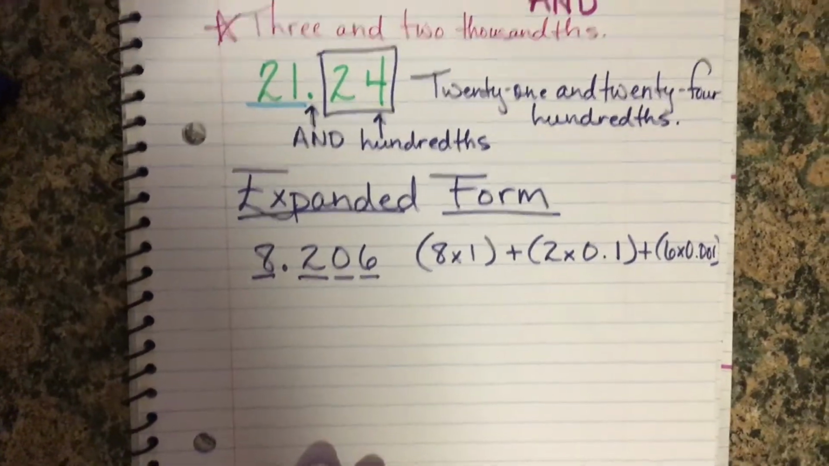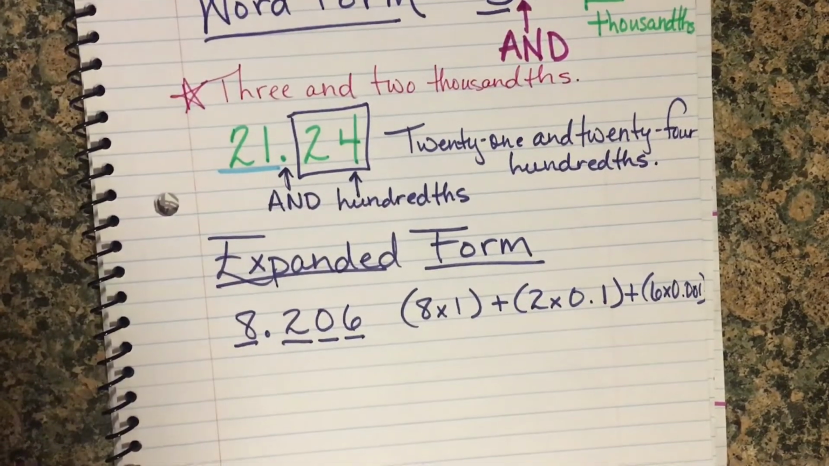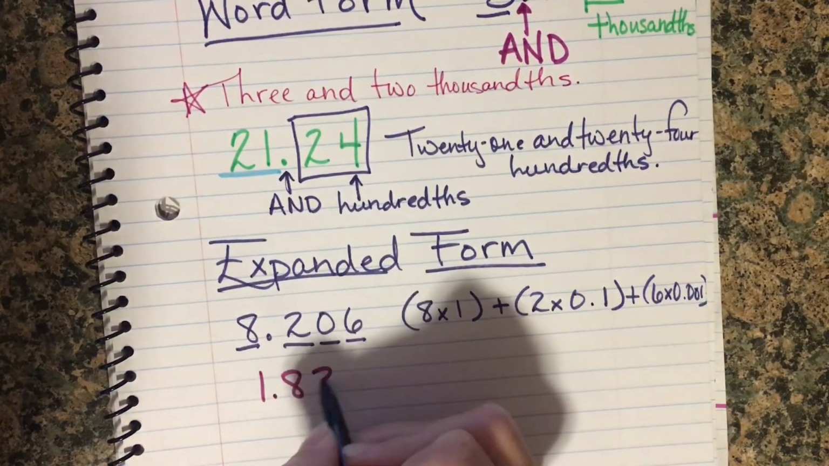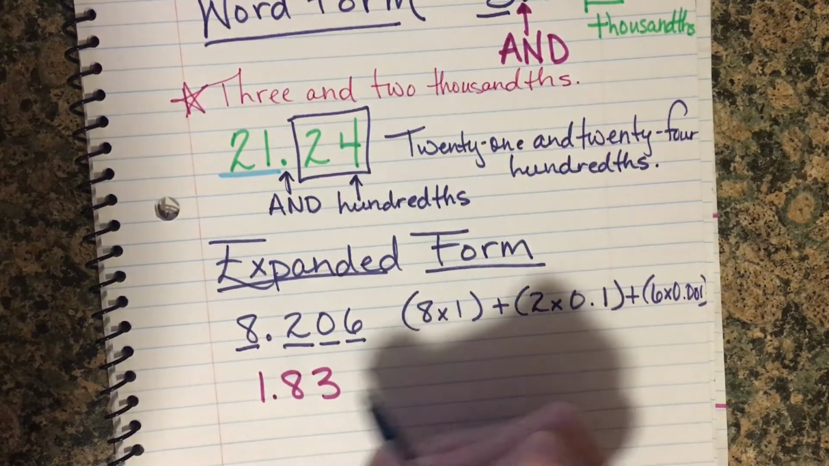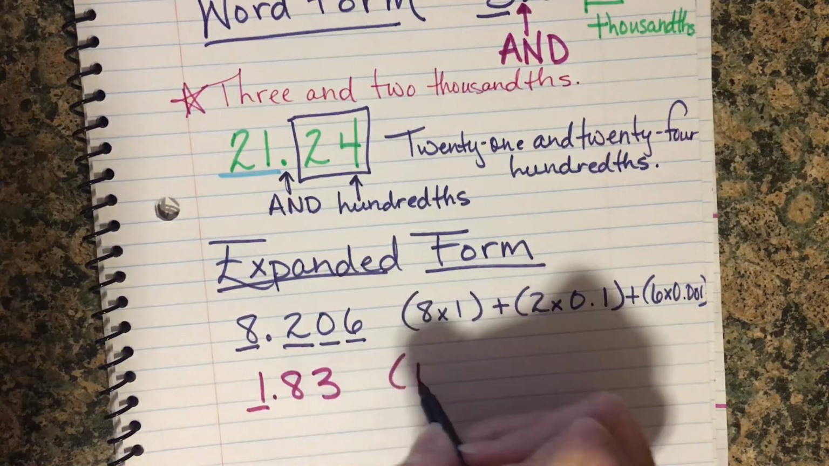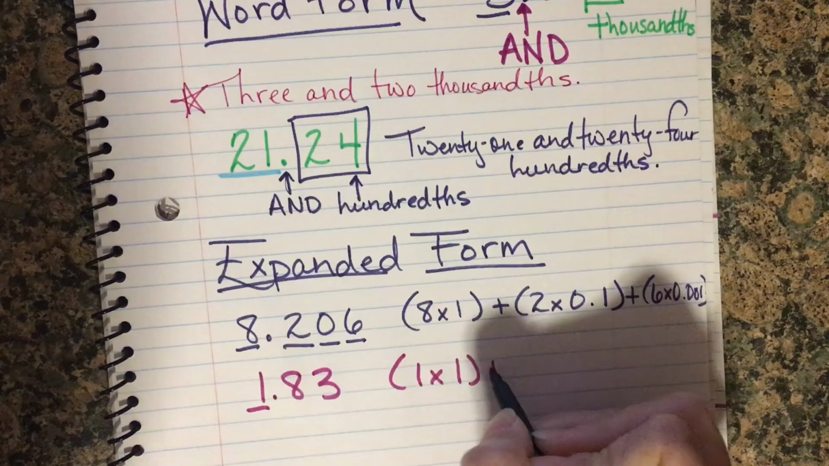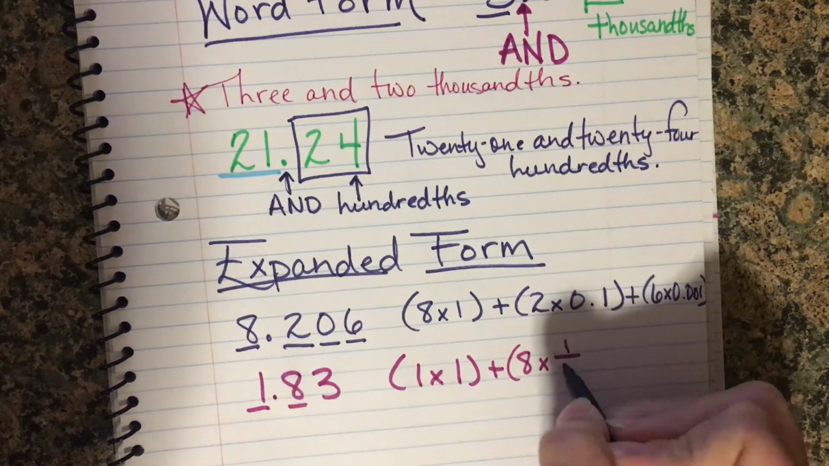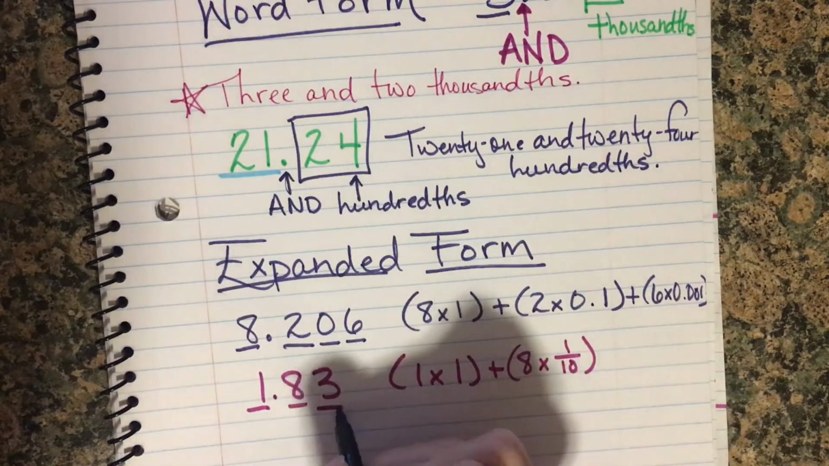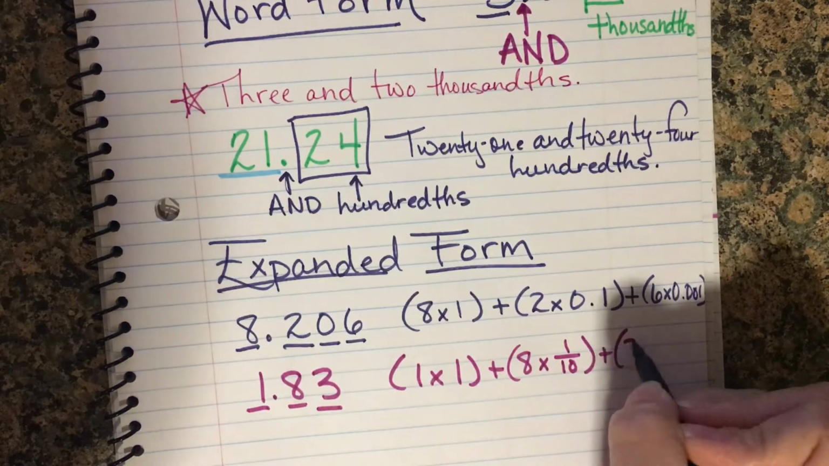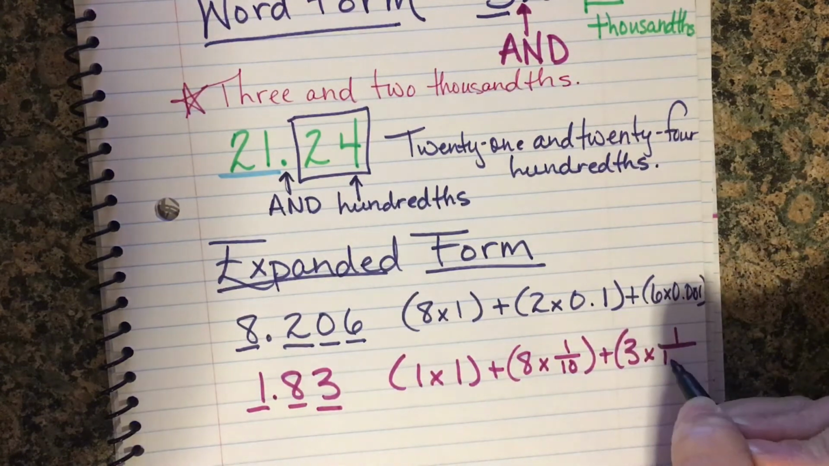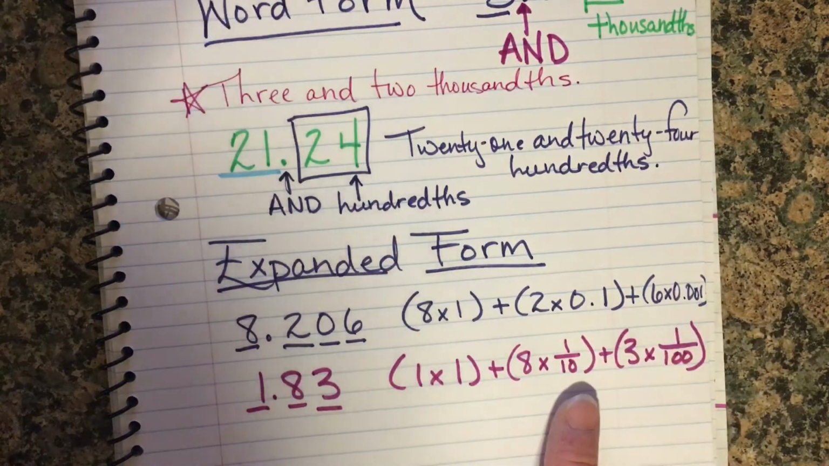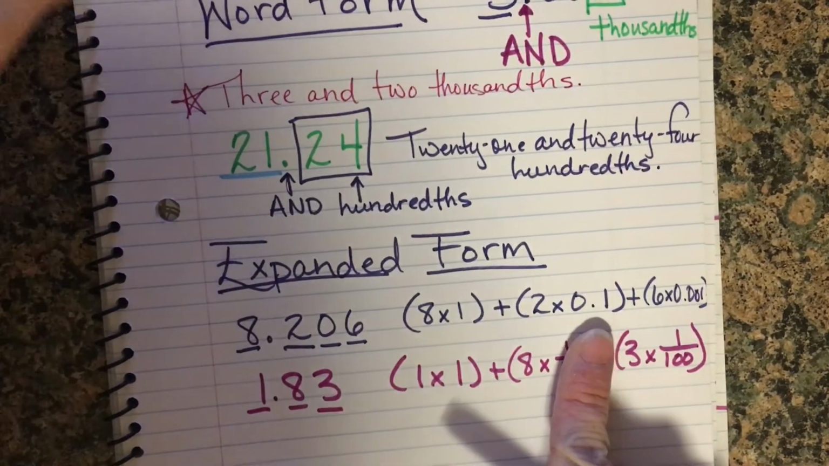I'll show you one more. They can also be written this way. So for the 1, I'm going to put 1 times 1 plus, this is 8 times 1/10, but I'm going to write it as a fraction. This is 3 times 1/100th, and I'm done. So sometimes I'll write it in fractions, sometimes I'll write it in decimals.